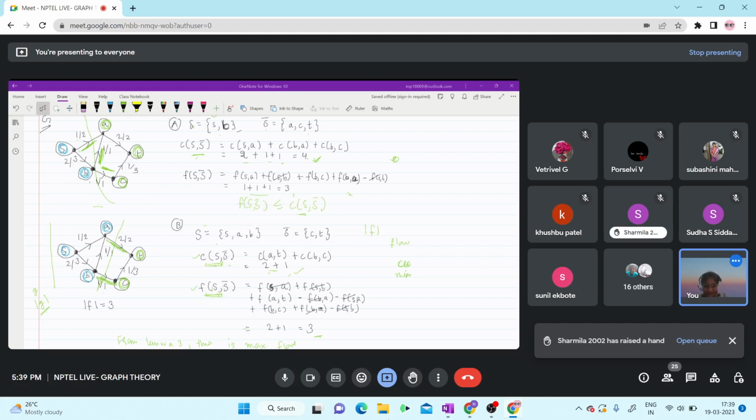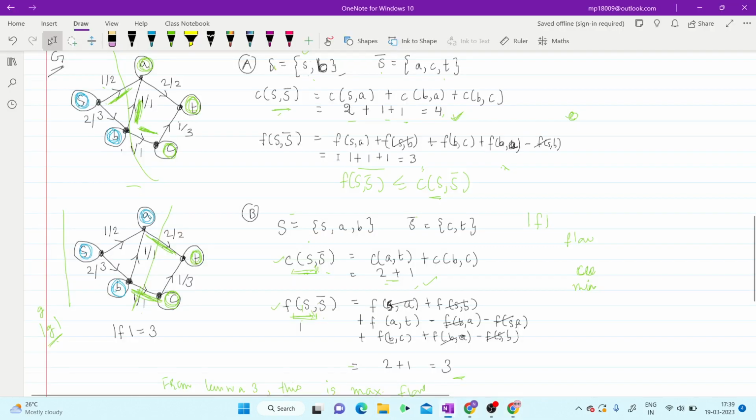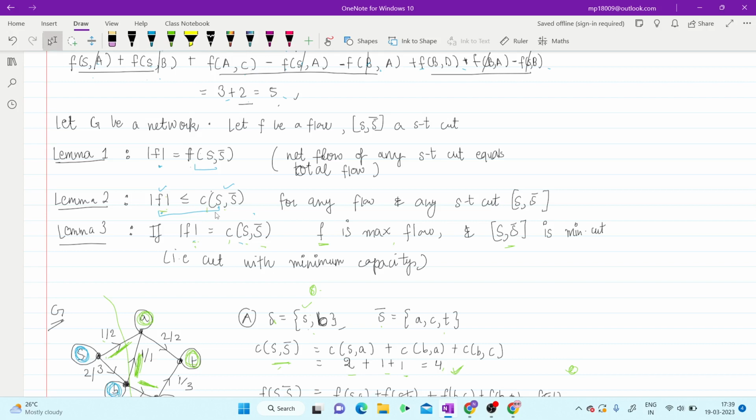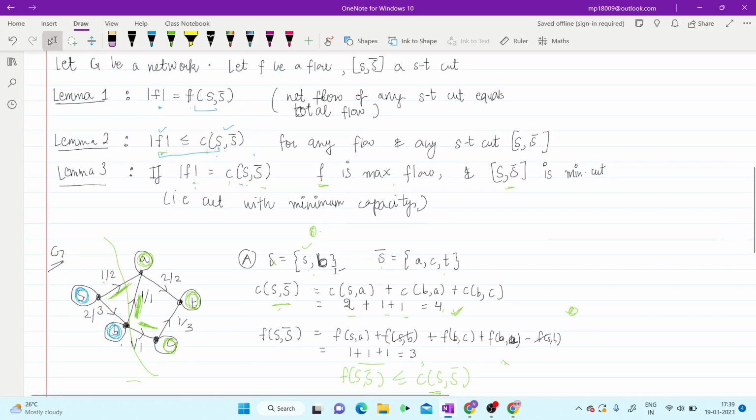Due to this inequality, lemma 2 says that flow is always less than capacity. If we consider any function f which is satisfying those two conditions, conservation law and capacity rule, and if we take any cut, then the flow of any function will be less than or equal to the capacity of any cut. So if this capacity is minimum, then flow is maximum, and if flow is maximum, the capacity of the cut is minimum.